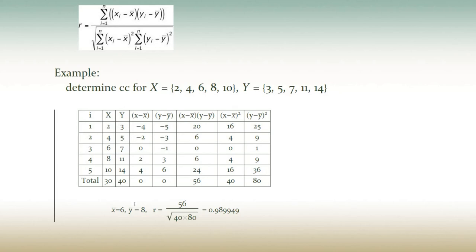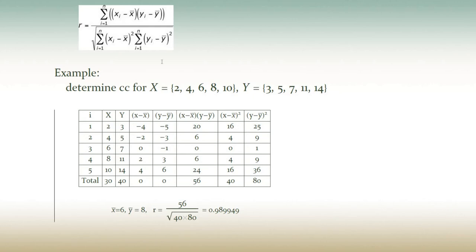Similarly with the y variable, the y mean is 8, so I take 3 minus 8, I get negative 5. 5 minus 8 is negative 3, and you're probably already thinking, I could put these numbers in list 1 and list 2, and then generate these in list 3 and list 4, and that's how we'll actually proceed.